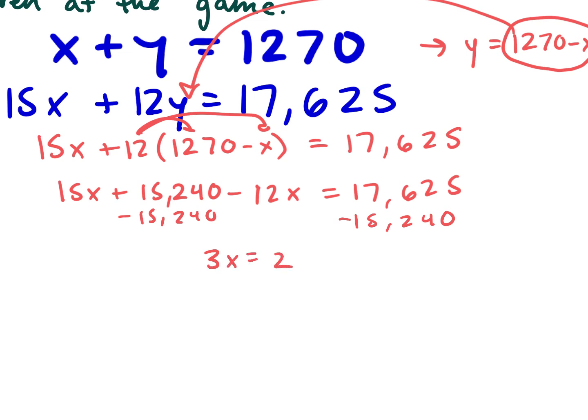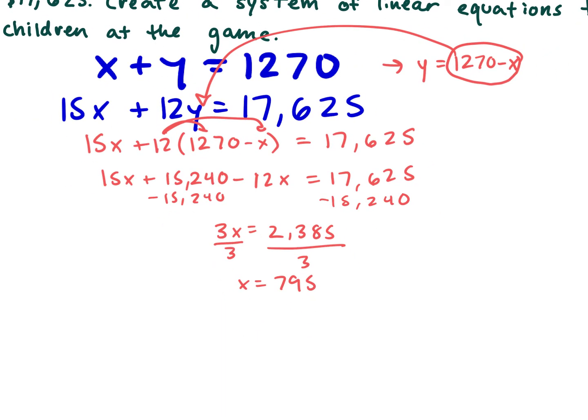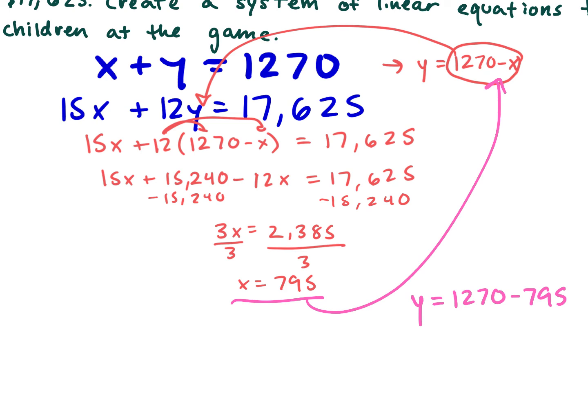3x equals 2,385. So 3x equals 2,385. And then x equals 795. X equals 795. And then how do I find y? Plug it in. I'm going to plug it into the first one because it's definitely easier. So take x, plug it into x in the first equation. You can plug it into whichever equation you want. So y equals 1270 minus 795, and we get 475.